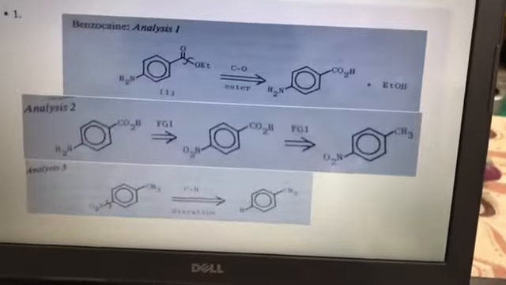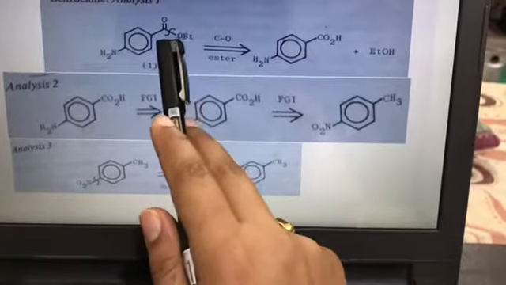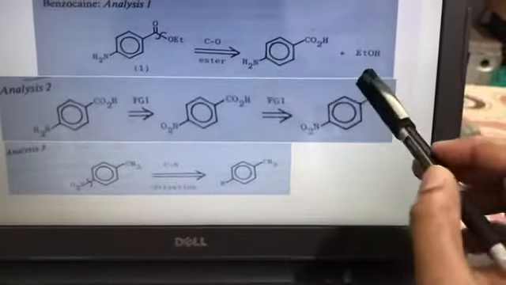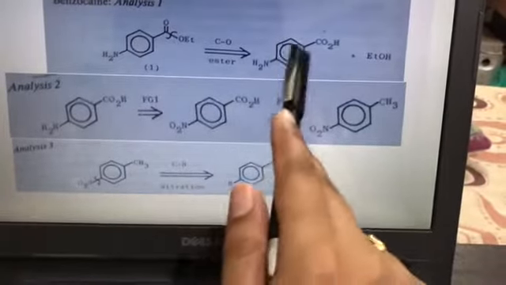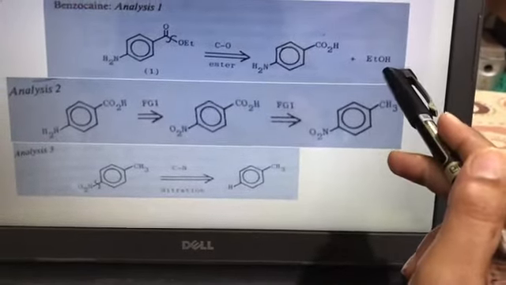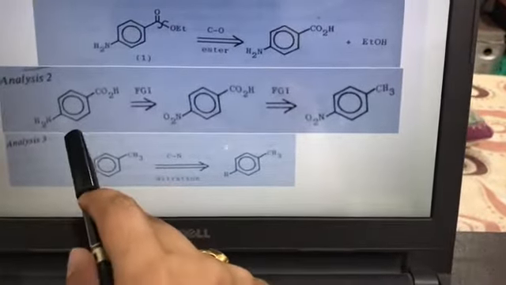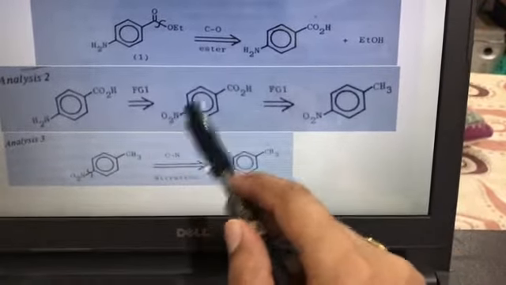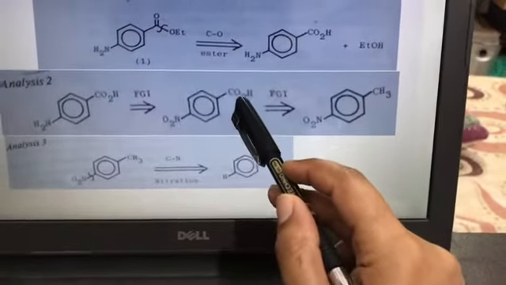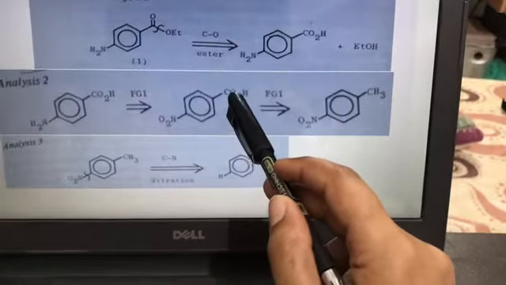Now examples are through disconnection. So the first example is benzocaine, with COOEt. C-O disconnection can give us EtOH and this carboxylic acid. So now this is the simplest starting material. Now we disconnect this. So we use FGI here at NH2. NH2 gives us a nitro compound, and for the nitro compound, since this is the most reactive, we disconnect it, or we use FGI upon it at the last.